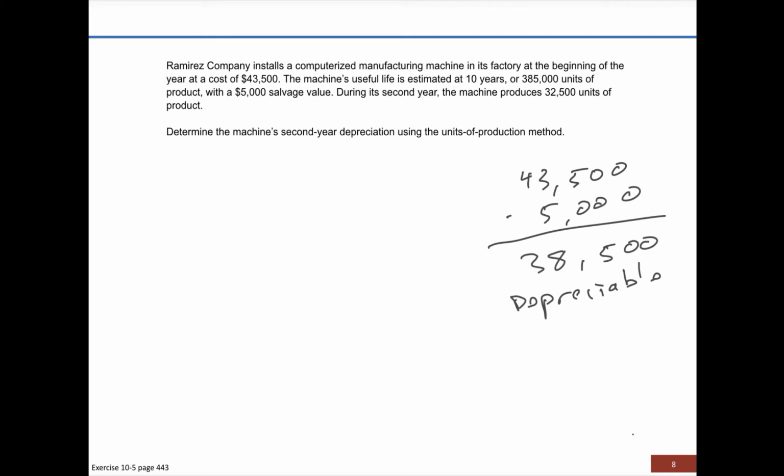So right here, we're just looking at depreciable cost, right? So I need to know how much money I eventually want to recognize in depreciation. That is my depreciable cost, right? So for straight line and for all three methods, the depreciable cost doesn't change. No matter which method you choose, you take your starting value, you subtract out salvage value. That gives you the amount that you want to divide up based on how you're recognizing depreciation. So it's this 38,500 that I will then divide by 385,000 units. It made that nice and round for us, which is nice.